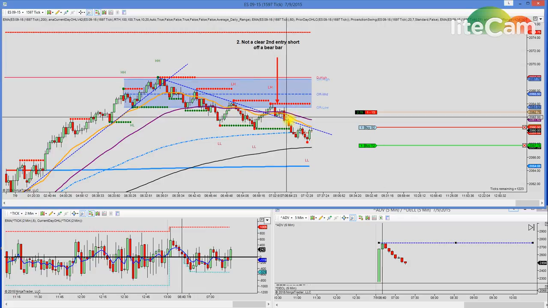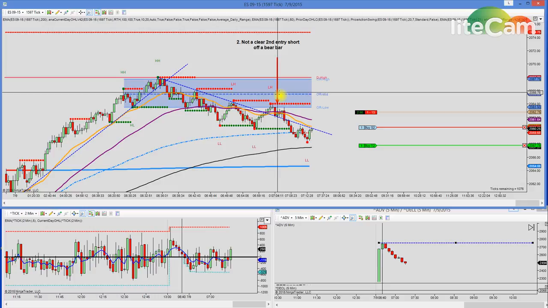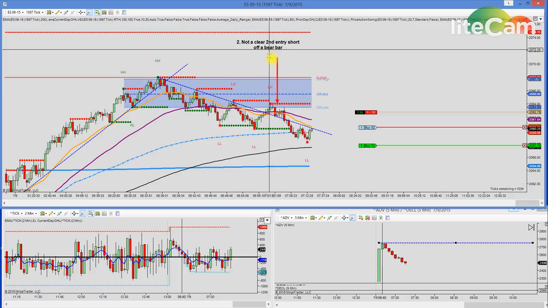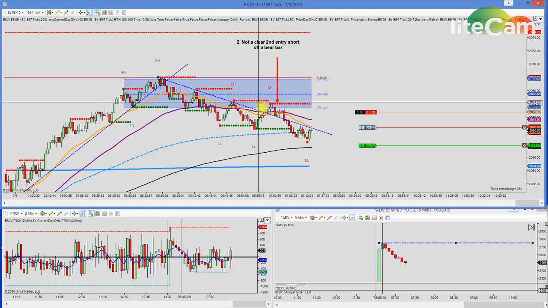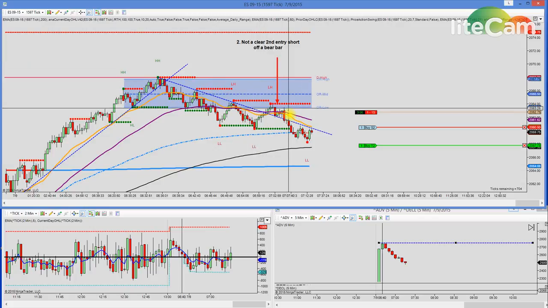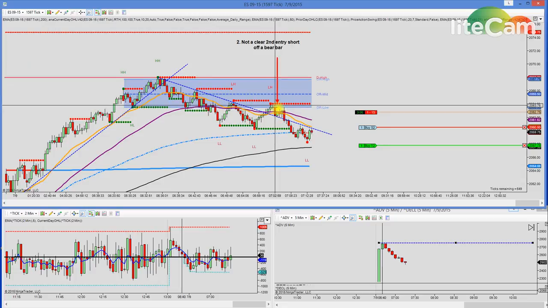What I want to show here is that this trade I did take is a second entry, but not a clear second entry short, and I'm going to explain why. First of all, I was proving that we are in an immediate downtrend, because price broke below the 5-minute opening range. You can see the little trend line I drew, and price broke above it, but hit a little resistance here at the bottom of the opening range.